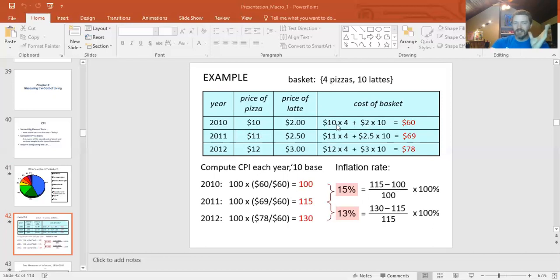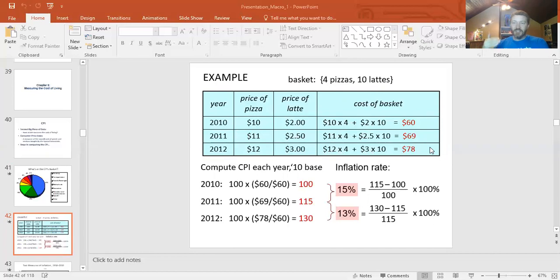So the basket's not changing. The quantities in this little calculation are not changing. But you see how we're doing the same calculation for the second year. We just update the prices, doing the same calculation for the third year, and just updating the prices. So we see the cost of the basket goes from 60 to 69 to 78.